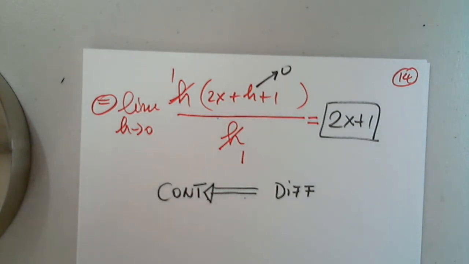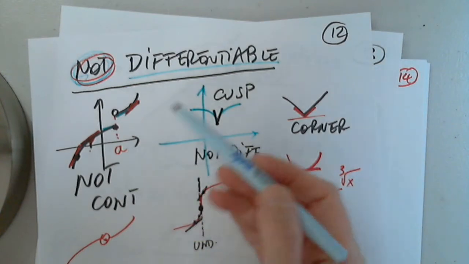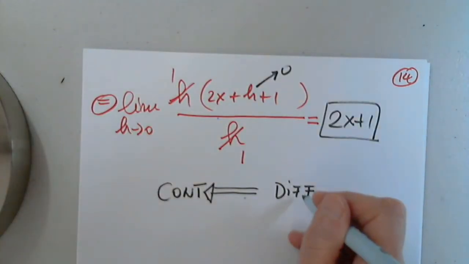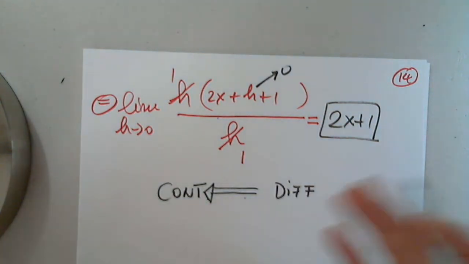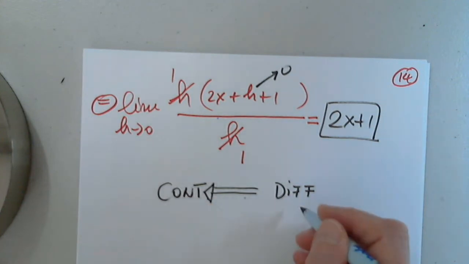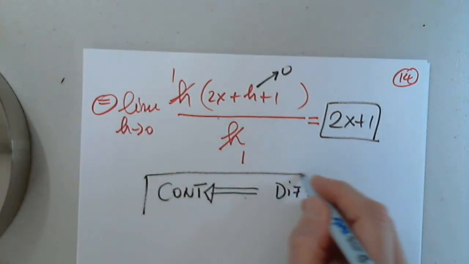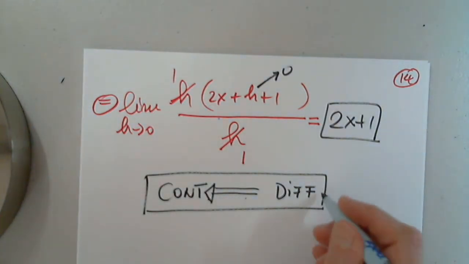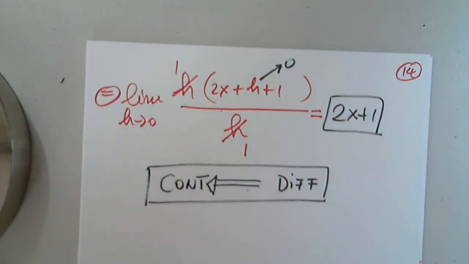Because we already know if the function is not continuous, it cannot be differentiable. But if it is differentiable, if I say it's differentiable on all real numbers, then it must be continuous on all real numbers. It couldn't be differentiable otherwise. So if a function is continuous, it's not guaranteed to be differentiable, but if it is differentiable, it's guaranteed to be continuous.